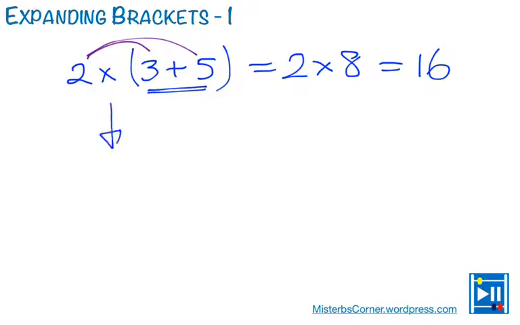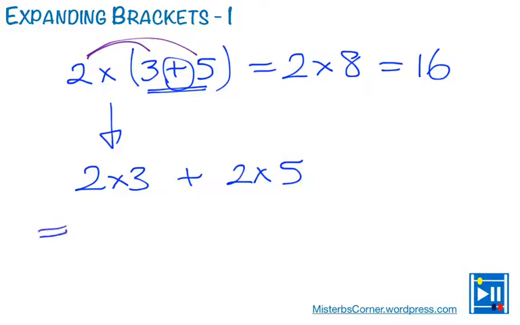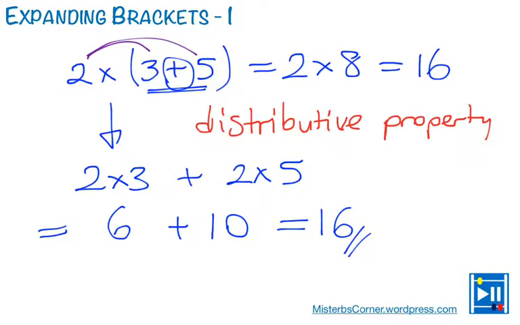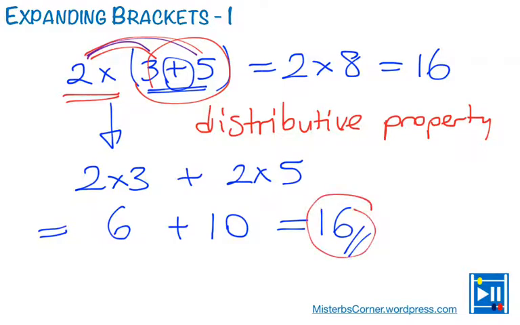So we can, as a second way, go like 2 times 3 add 2 times 5, whereas 2 times 3 is 6 and 2 times 5 is 10, so we're going to end up with 16 again, right? So this is called the distributive property for addition. Instead of working out the addition inside the brackets first, you can distribute 2 and multiply it with each number inside the brackets and find out the same answer, right?